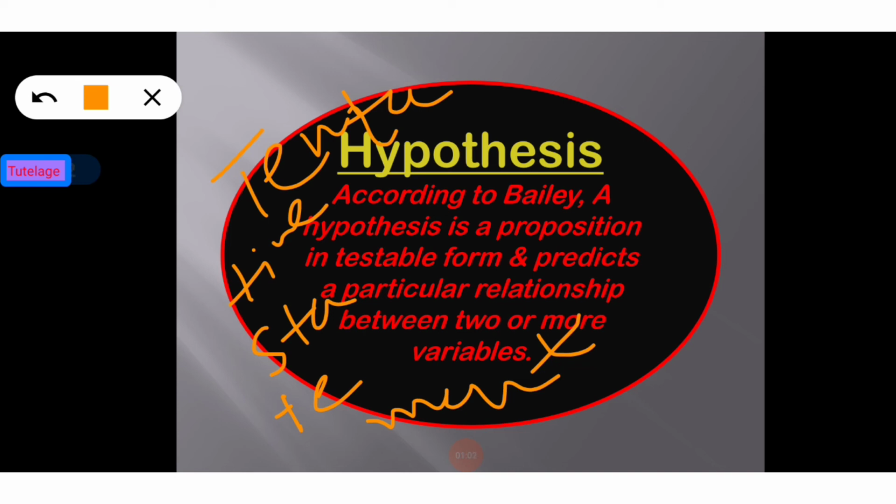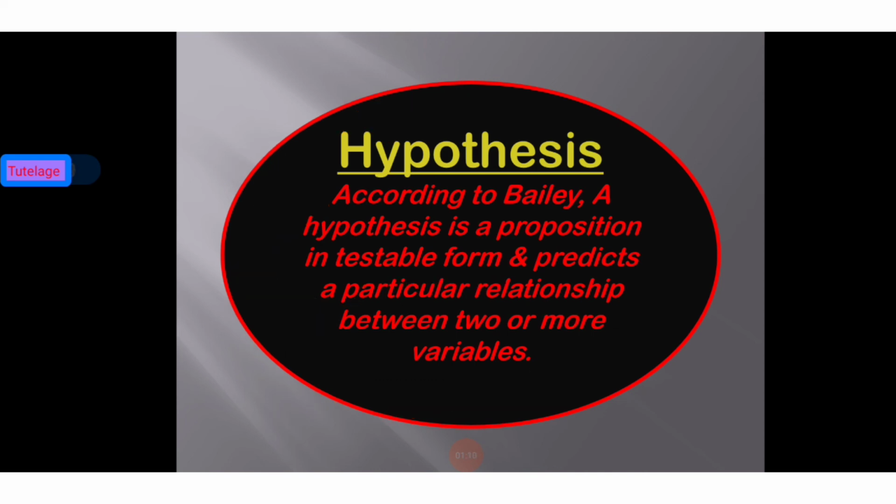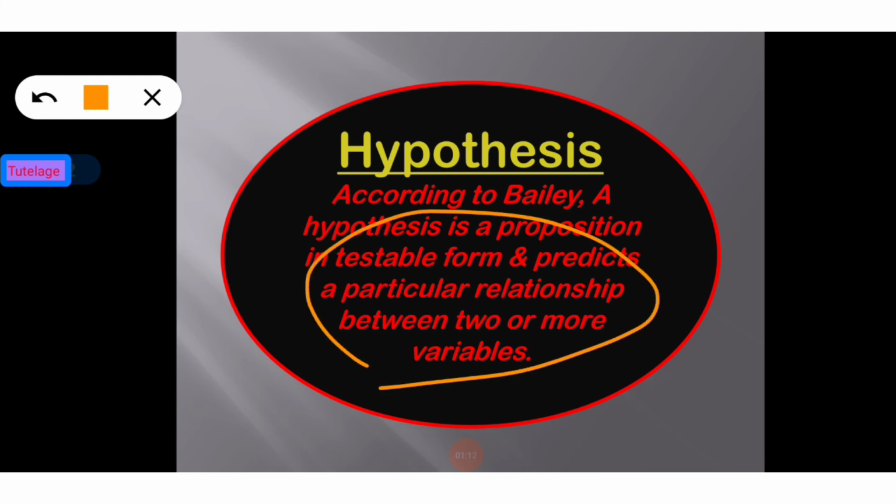According to Bailey, a hypothesis is a proposition in a testable form and predicts a particular relationship between two or more variables. Each hypothesis should be stated before conducting the research, as stating the hypothesis gives a direction to research. So that's why we can say it predicts a particular relationship, because it helps to give a direction to research also.